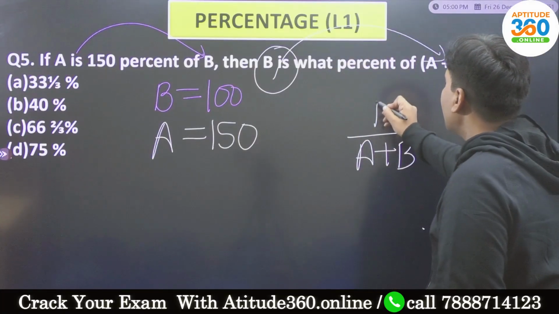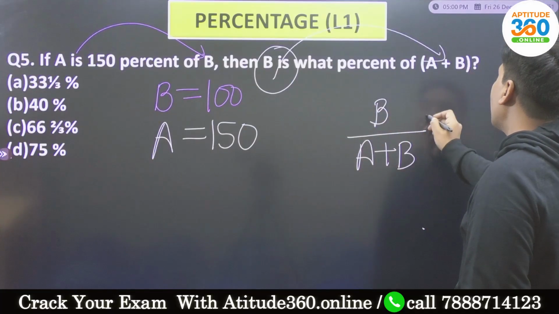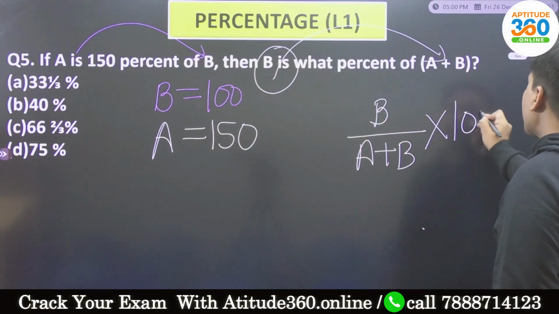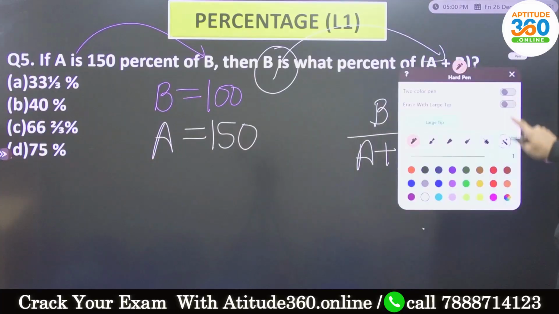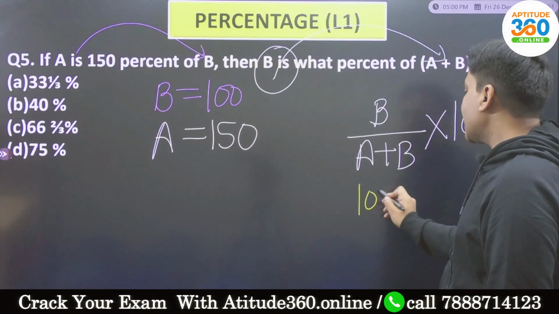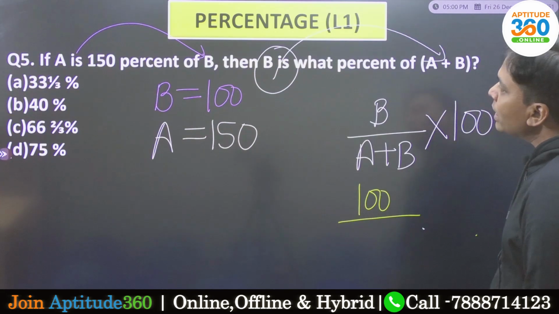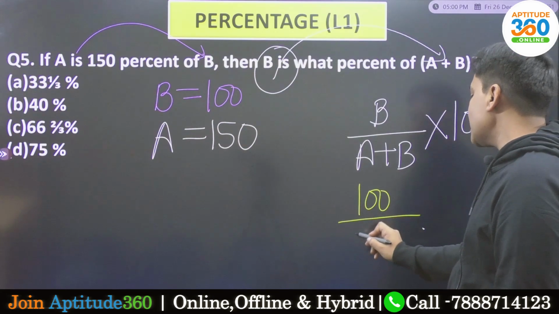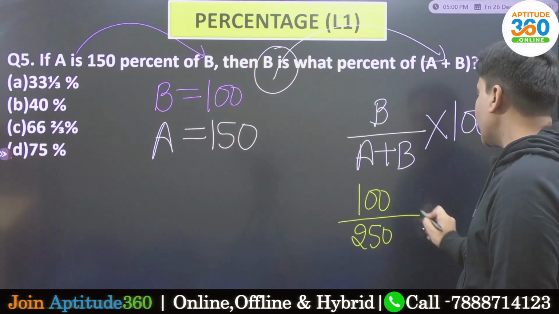अब यहां पे क्या लिखोगे आप? b. ये रेशियो आ गया. रेशियो को जब आपको परसेंटेज में कन्वर्ट करना होता है तो what is that you should do? You should be multiplying this with 100. अब b की वैल्यू है कितनी बेटा? 100. What is the value of a plus b? It is coming out as 250 into 100.